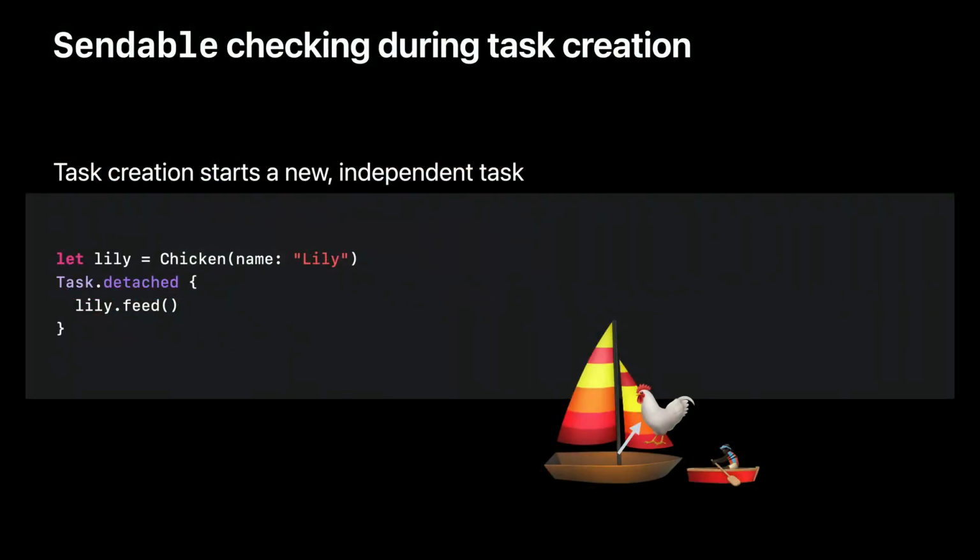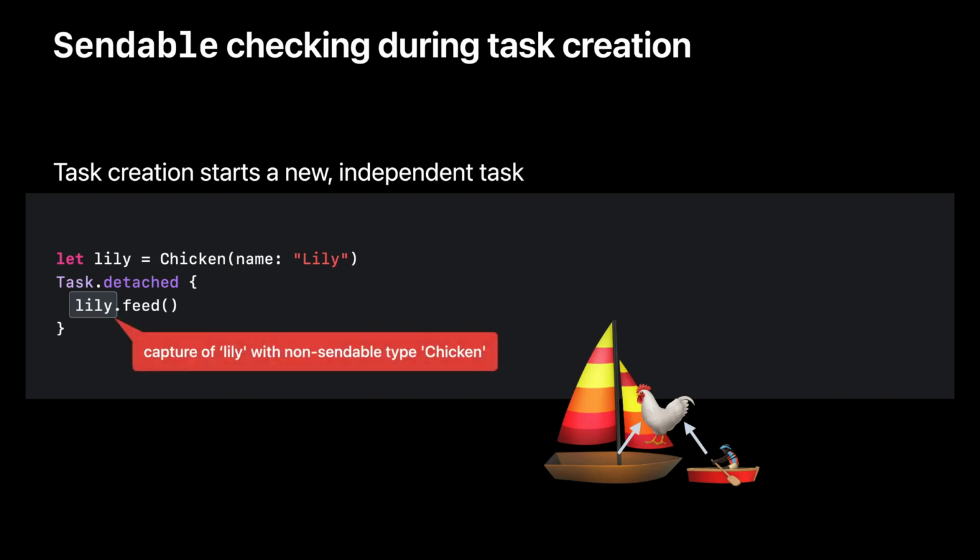Task creation involves executing a closure in a new, independent task, like sending off a rowboat from your boat. When we do this, we can capture values from the original task and pass them into the new task. So we need sendable checking to ensure we don't introduce data races. If we do try to share a non-sendable type across this boundary, the Swift compiler has us covered, producing an error message like this one.